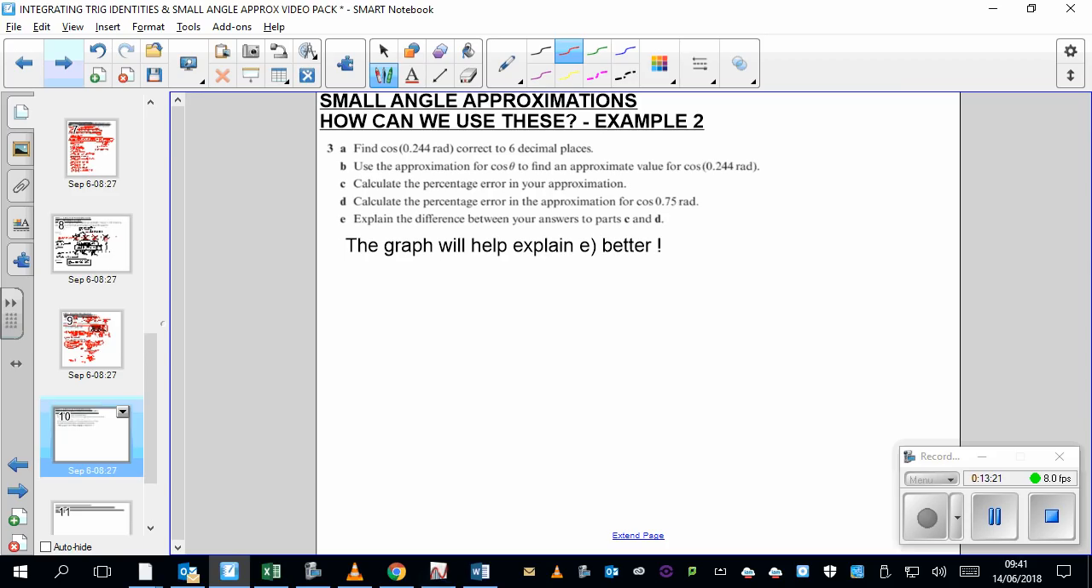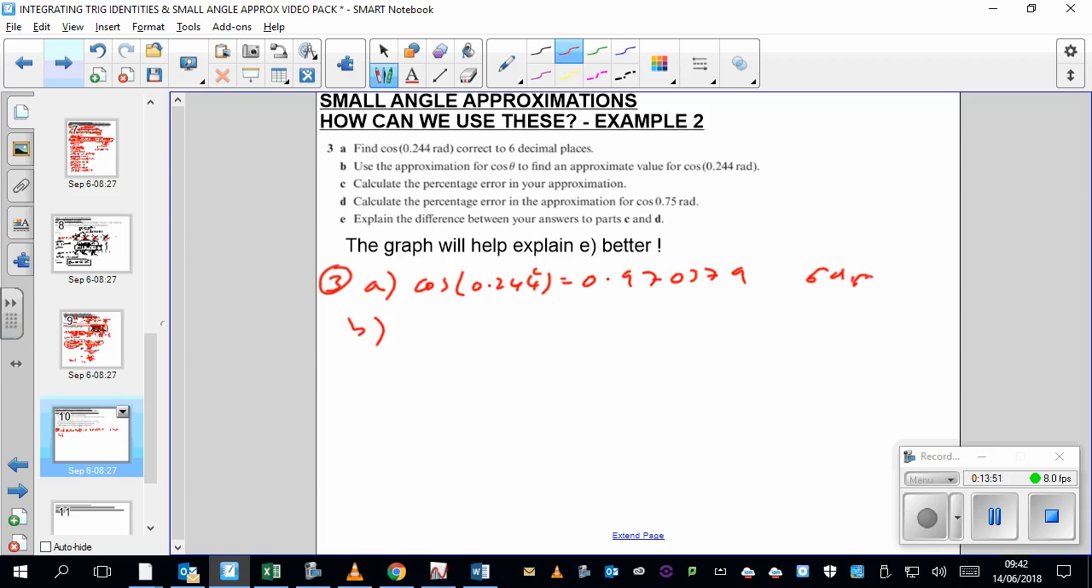So, 3a, find cos of 0.244 rad. And it's just asking me to put this in it. So this is like an exam question. It's asking me to put it in my calculator and say what the answer is to 6dp. So, okay, cos, make sure your calculator is in radians. So cos of 0.244, I get 0.970379, and that's to 6dp.